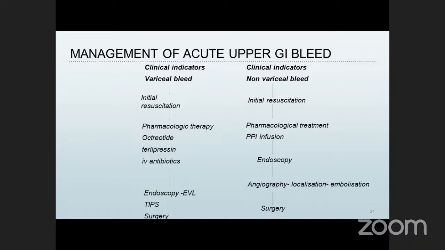if that is also not possible, do angiography, localize the site of bleeders, and go ahead with embolization. And surgery, what is recommended here is gastrectomy, partial gastrectomy, but this partial gastrectomy again comes with a high risk of mortality.